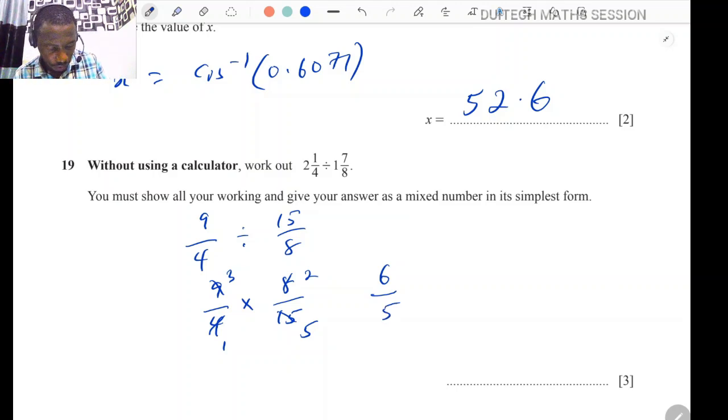But we're asked to express the answer as a mixed fraction. That means what am I going to multiply by 5 and add to get 6? So 5 times 1 is 5. Then 5 plus 1 is 6 over 5.